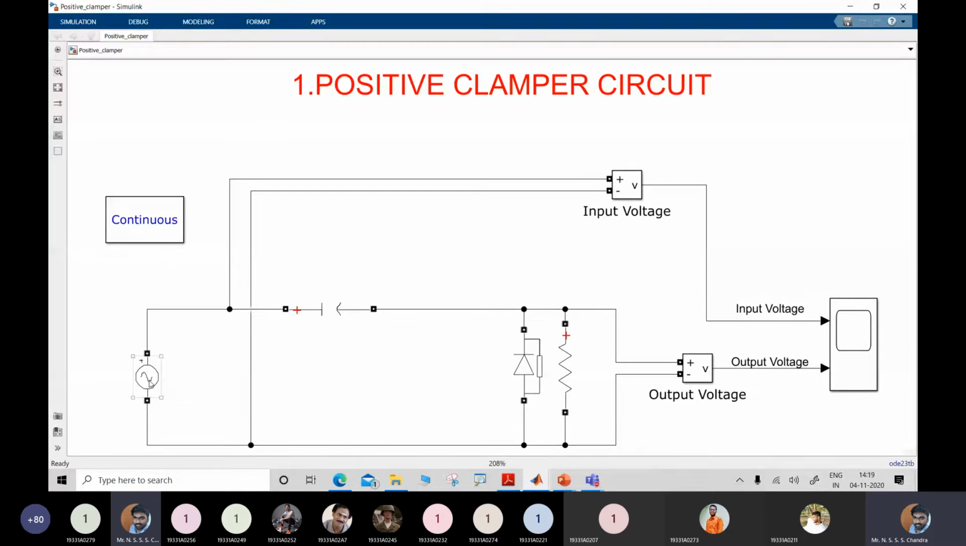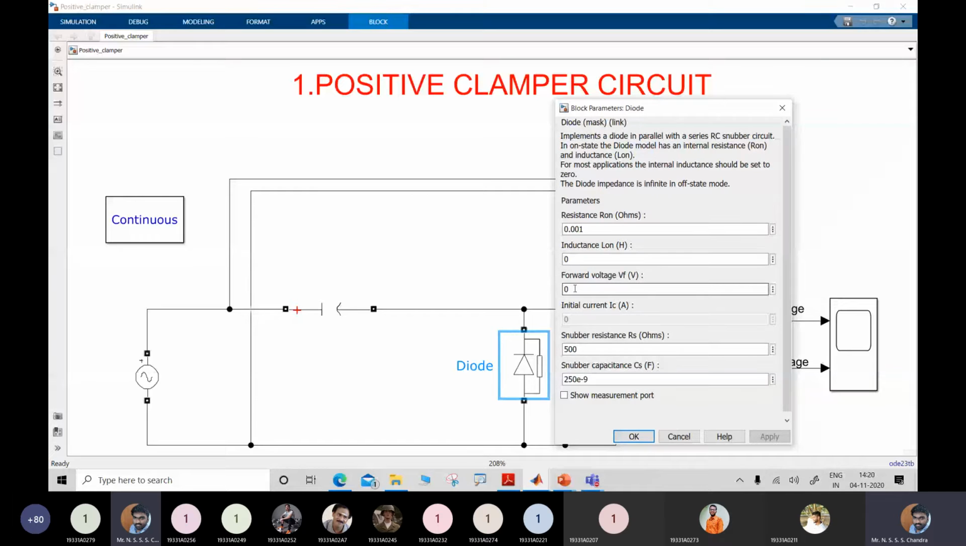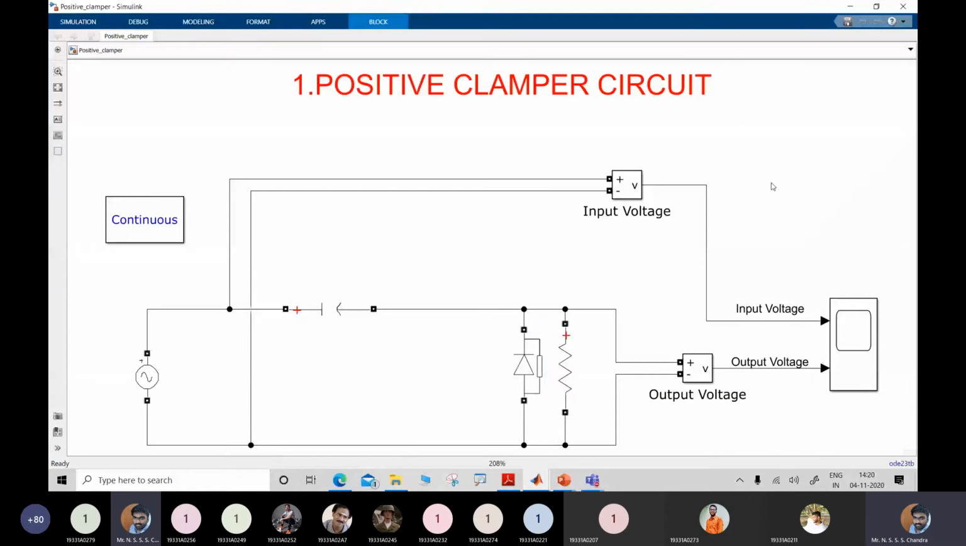In the positive clamper circuit, we are taking an AC voltage source of 10 volts. We are taking an ideal diode initially. So you can see that for the ideal diode, your forward voltage drop is 0 volts. Can you see this? 0, right? So in the positive clamper circuit, how do you observe the output? Output should be raised by Vm volts, right? So output should be raised by 10 volts.